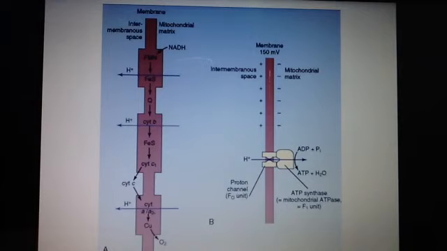Okay, so let's remember these important parts as we move on to talk more in detail about the electron transport chain.